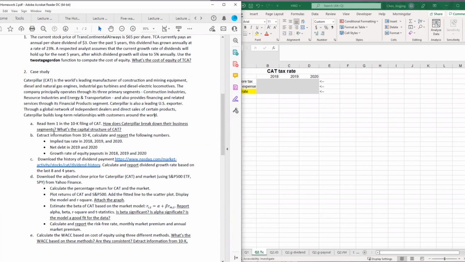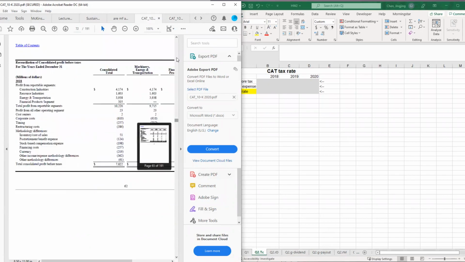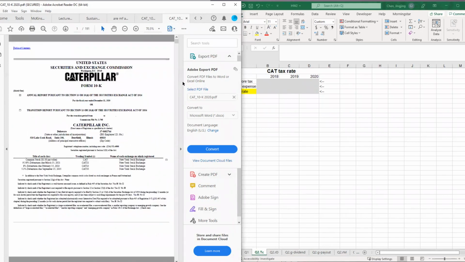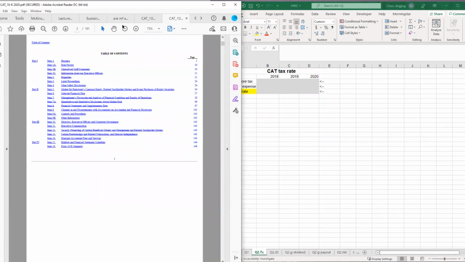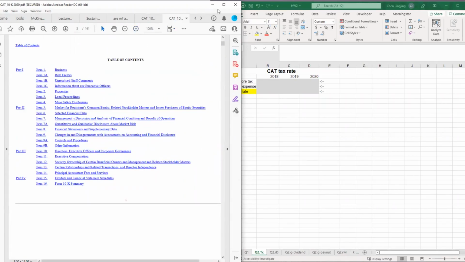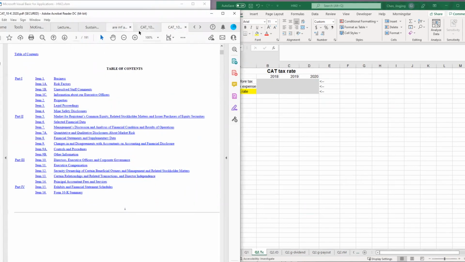First, question A will need you to read item 1 in the 10K filings of CAT, and you can easily find item 1. So go to the content, and item 1 is here. Then you will be able to answer the first question.